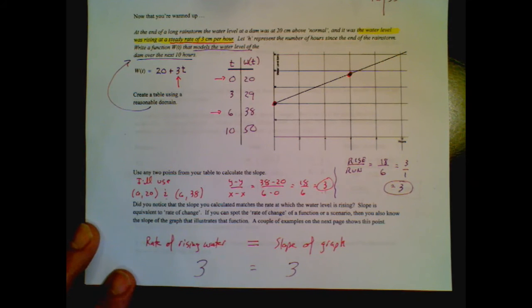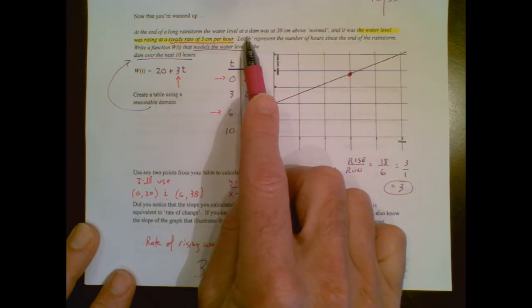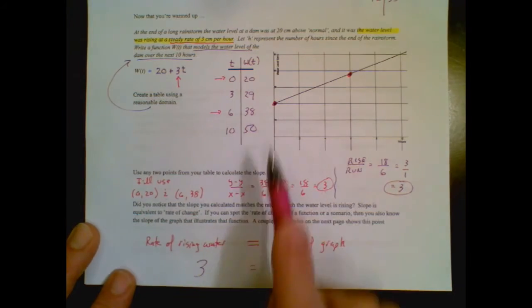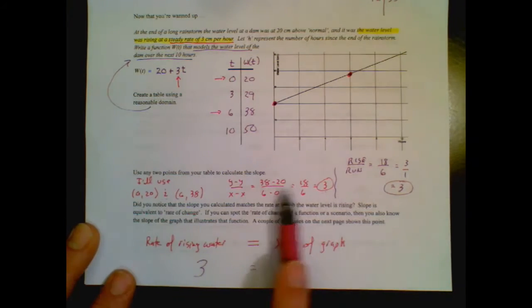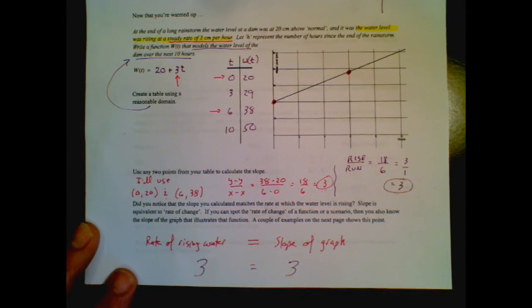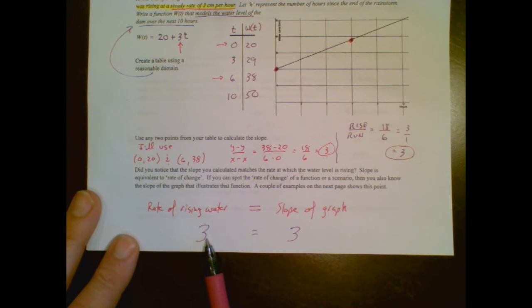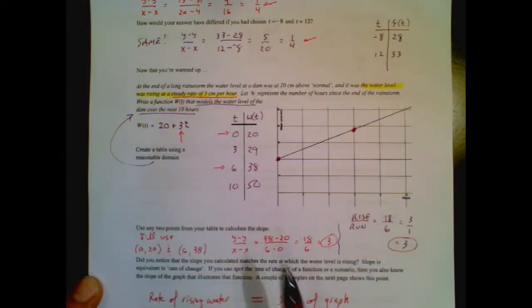So the lesson to learn here is a rate of change of a scenario, which shows up in your equation, is also going to be the answer for your slope. So the rate of the rising water, 3 centimeters per hour. The slope of the graph, 3. The slope of a function means something in the scenario.